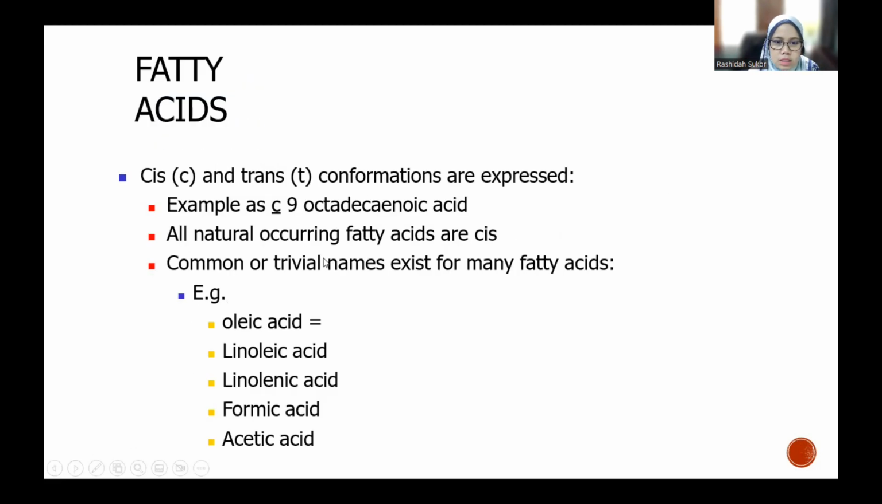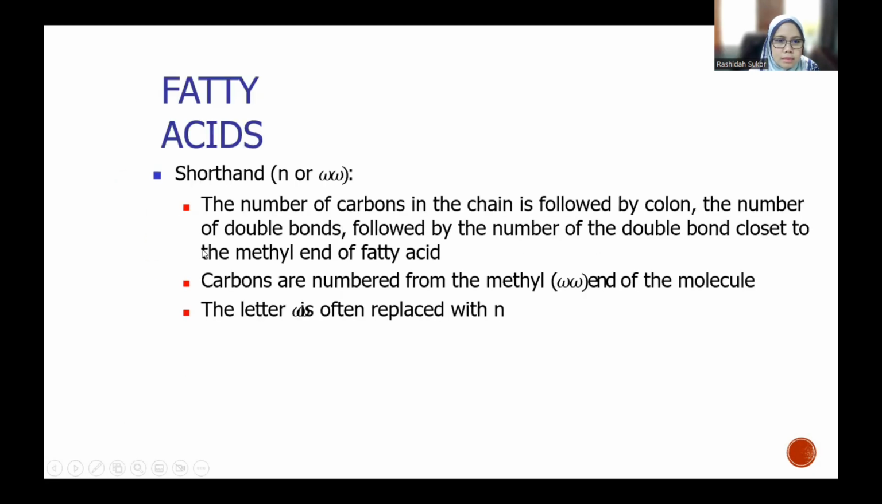This is an example. So this is the fatty acid shorthand, or it is written with omega. The number of carbons in the chain is followed by a colon, like 16 colon 0. The number of double bonds is followed by the position of the double bond closest to the methyl end of the fatty acid. Because earlier we saw there is the COOH end, and the methyl end is here.